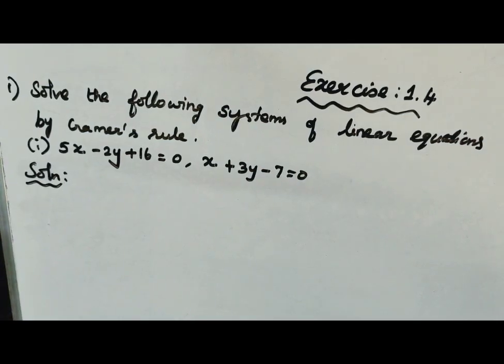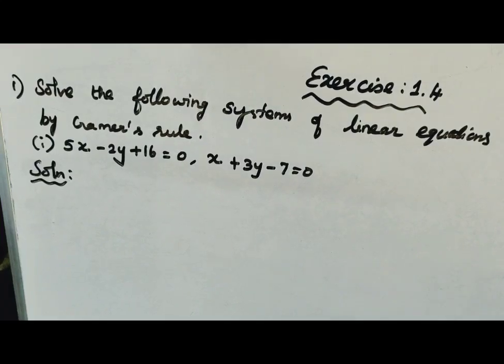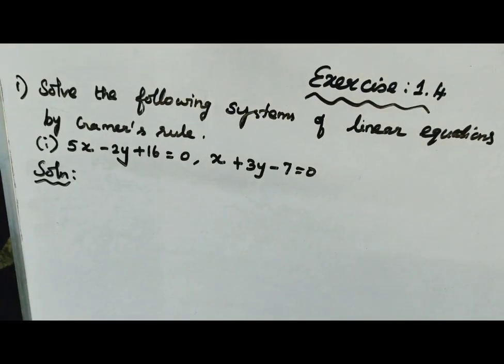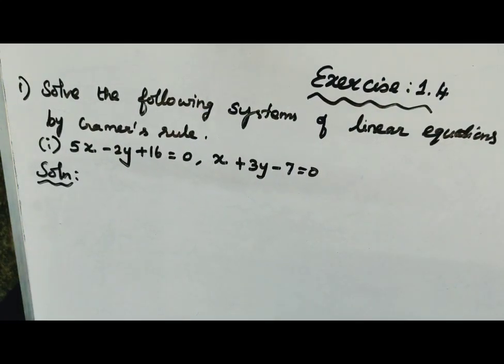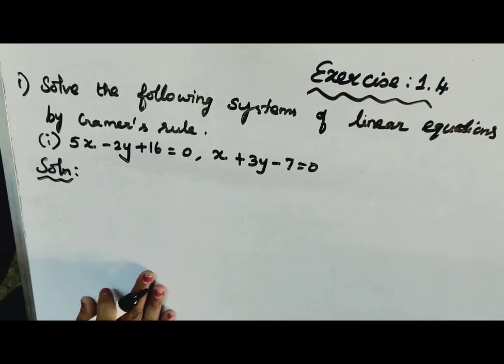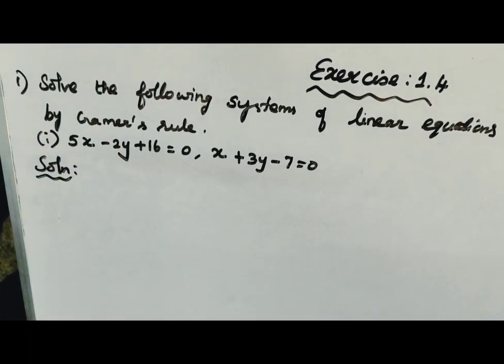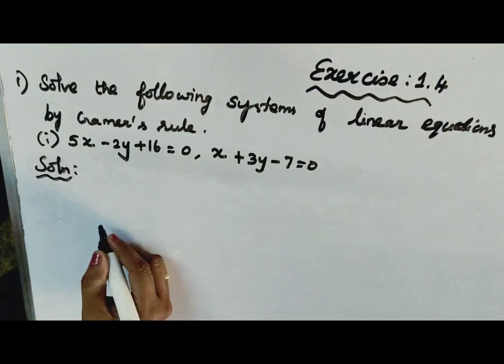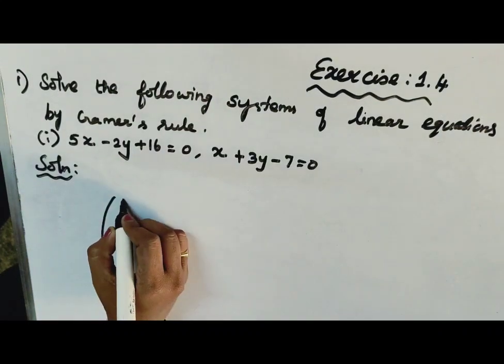In this video, we are going to solve problem number 1 from exercise 1.4. In exercise 1.4, we have to solve the equations using Cramer's rule. As usual, the equations are given. First, we have to write it in the matrix form.